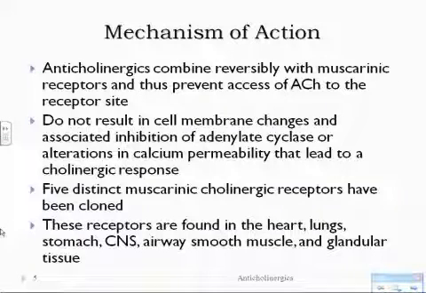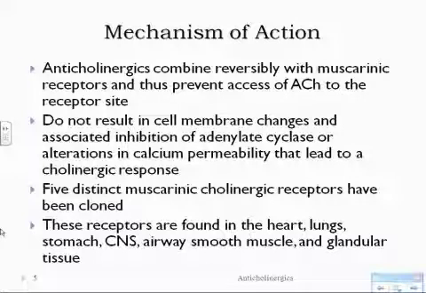It does not result in cell membrane changes and associated inhibition of the adenyl cyclase, because remember, this muscarinic receptor doesn't release sodium or anything like that. It's a G-coupled protein which is causing, in this case, adenyl cyclase to be released, and it increases calcium permeability. There are actually 5 distinct muscarinic cholinergic receptors that have been cloned, and that's what we know so far.